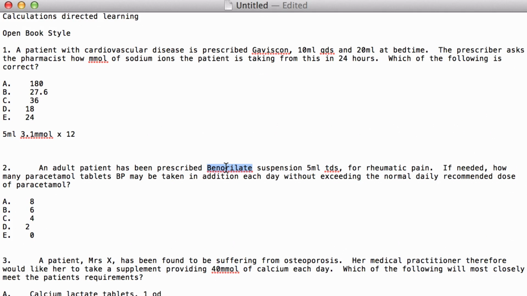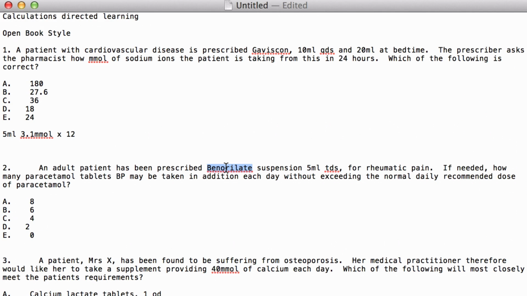How much paracetamol can you take in a day? Normally 8. Yeah. 2.5 grams. No, 4 grams, Merlin. Oh, is it 4 grams in a day? Yeah. Okay. 4 grams.